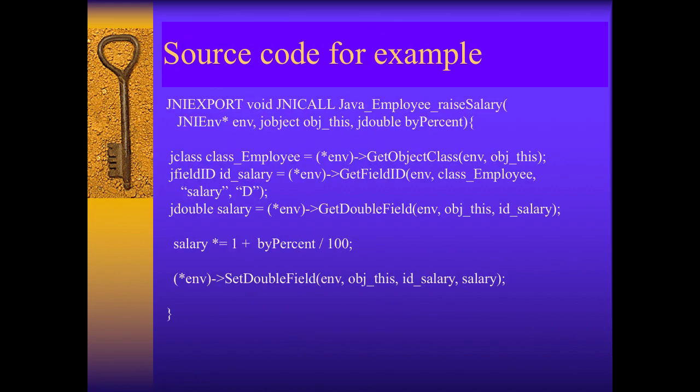Here's another example where we want the raise. So we're going to do a call of the Employee raiseSalary, and then we put in the jdouble by a certain percentage, and then that gets invoked so that it can proceed to do salary star equals 1 plus percent, however you raise the salary.